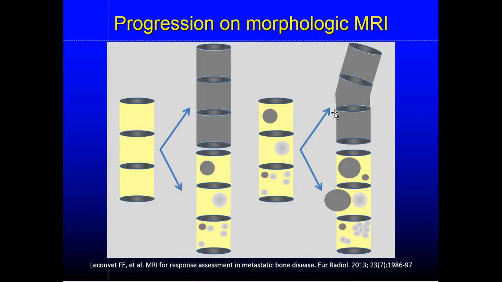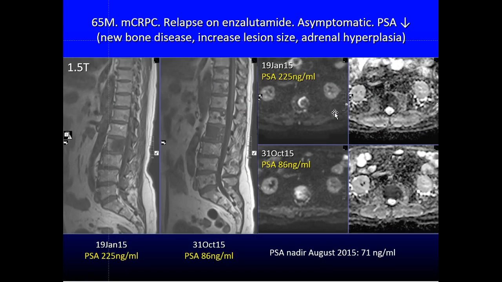Now, we have well-published criteria on what constitutes disease progression. So the appearance of diffuse disease, the appearance of focal disease constitutes progression. Here is an example of something like that. So here's a patient whose PSA falls between January and October, yet the patient is progressing. So we can see the presence of new lesions, for example, in the vertebral bodies. This is progression on enzalutamide treatment.